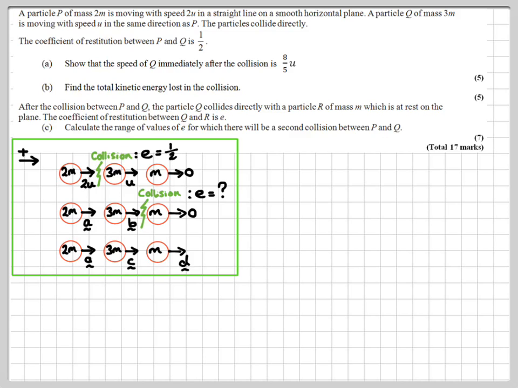So the first thing to do is to show the speed of q immediately after the collision is 8u over 5, and q is the particle with mass 3m, so the one in the middle. All of these questions essentially involve using momentum and restitution to get a pair of simultaneous equations. You then get rid of the variable you don't want, which in this case I think will be a, and you find out what the value of b is, and it'll be a vector amount. Sometimes you've got to think whether it's positive, negative, etc., but most of it's fairly obvious. So let's see how this plays out.